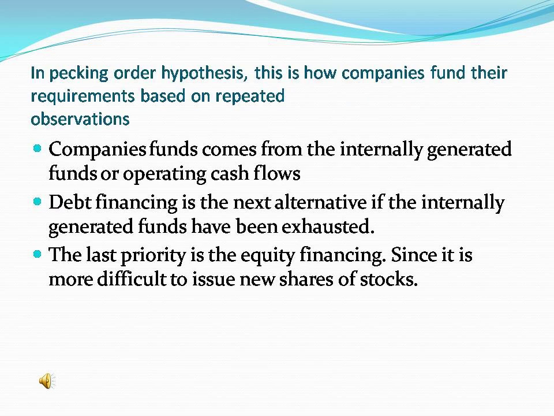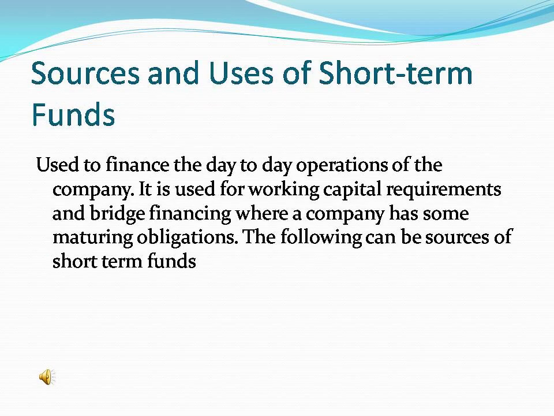In the pecking order hypothesis, this is how companies fund their requirements based on repeated observations. Companies' funds come from the internally generated funds or operating cash flows. Debt financing is the next alternative if the internally generated funds have been exhausted. The last priority is equity financing, since it is more difficult to issue new shares of stocks.